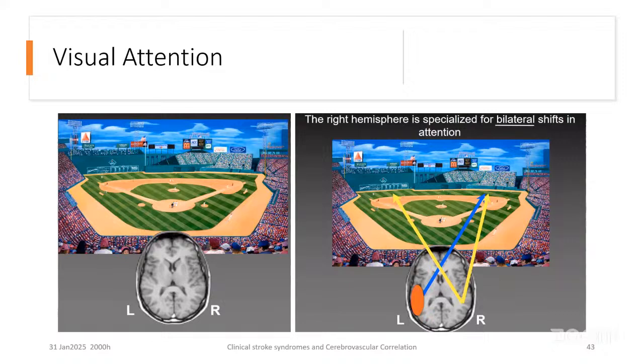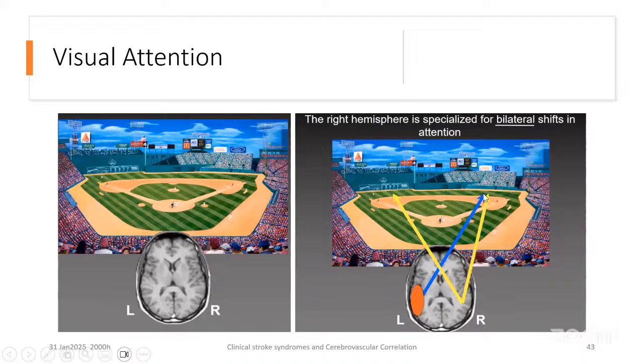You have the visual fields in front of you. This is the right visual field. This is the left visual field. The left cerebral hemisphere and the right cerebral hemisphere control the attention in these visual fields. What the right hemisphere does is it is specialized for bilateral shifts in attention. If you want to see something here, also go back to here and go back to here. These shifts are controlled by the right cerebral hemisphere, whereas the left cerebral hemisphere controls visual shifts only in the right visual field.